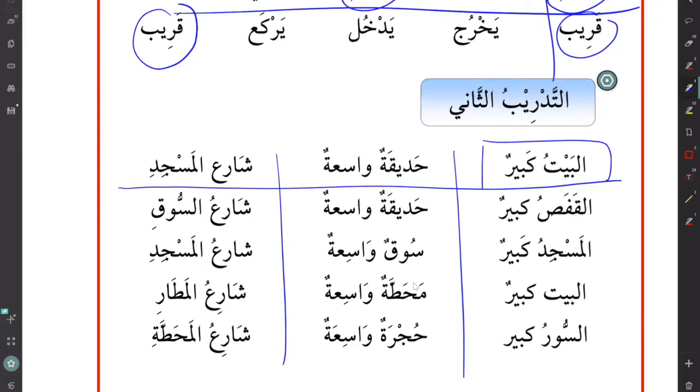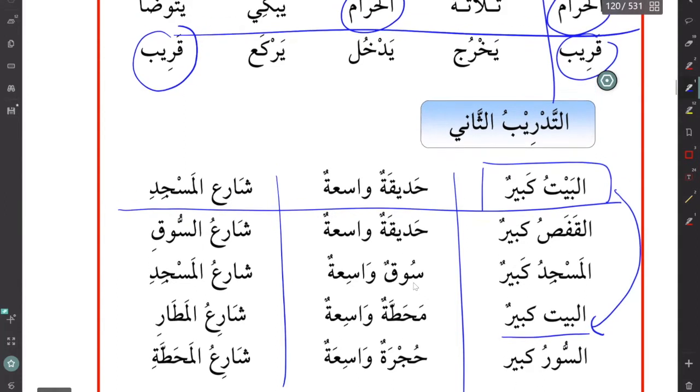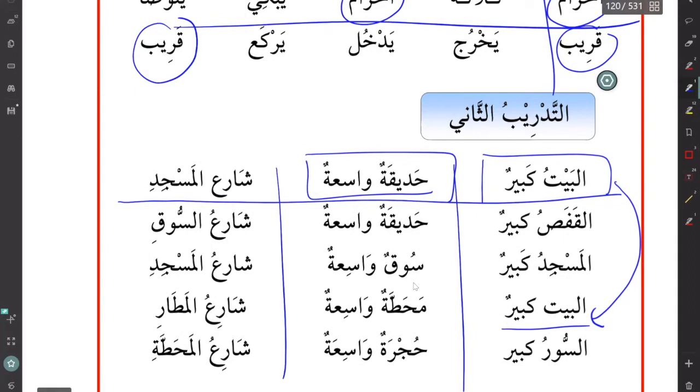So it says al-baytu kabirun. Al-baytu kabirun is what? Al-baytu kabirun is the house is big. Okay, so then you find the same thing, al-baytu kabirun here. Next one is hadiqatun wasi'atun. What does hadiqatun wasi'atun mean? It is an adjective and it means what? It means the wide garden or spacious garden. Okay, here's a spacious garden. So here you have the spacious garden here.